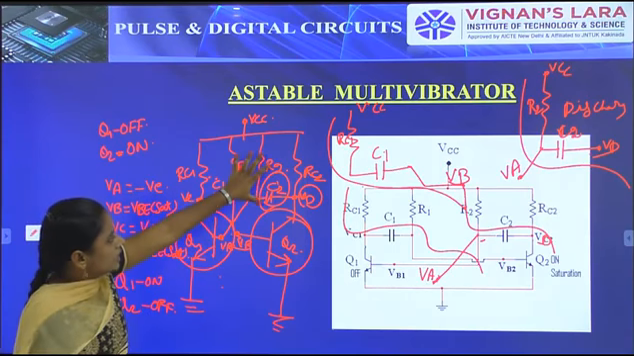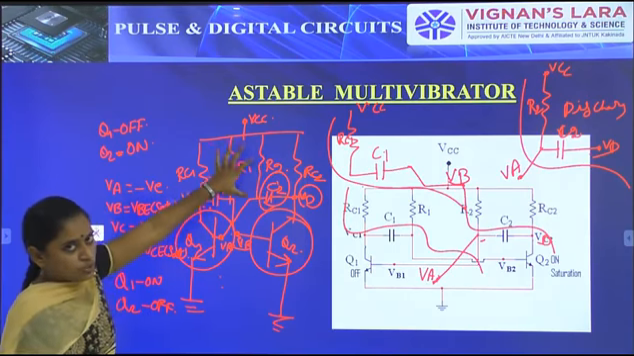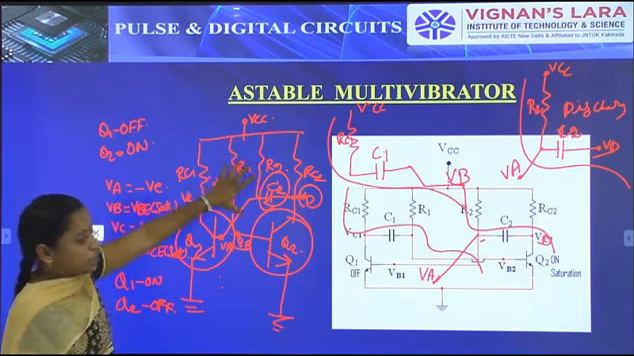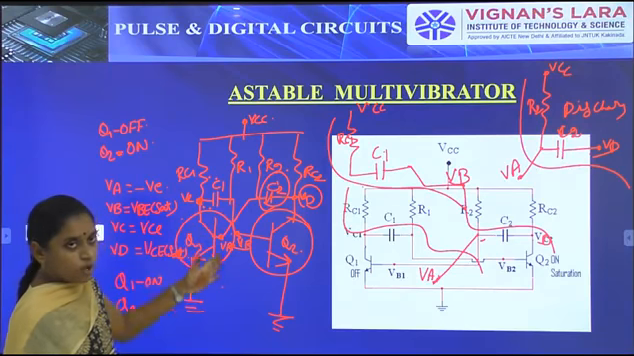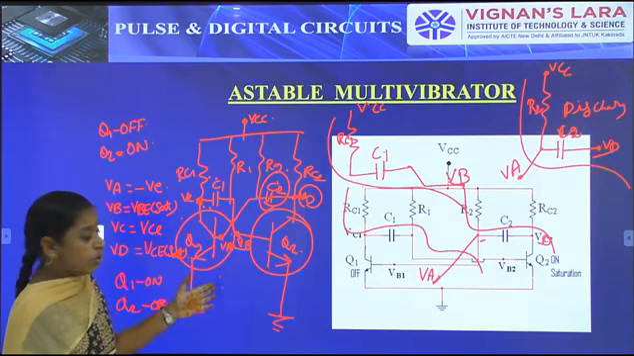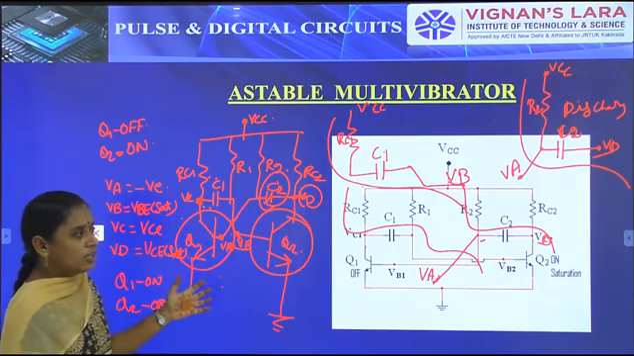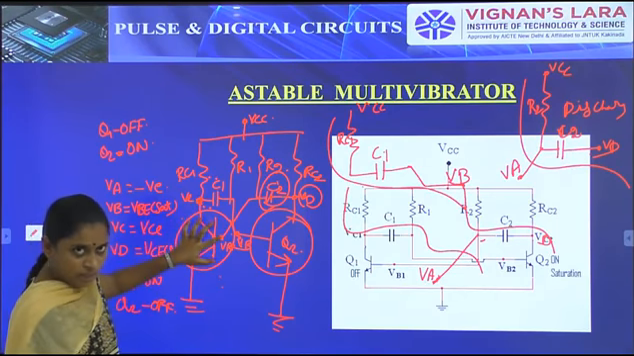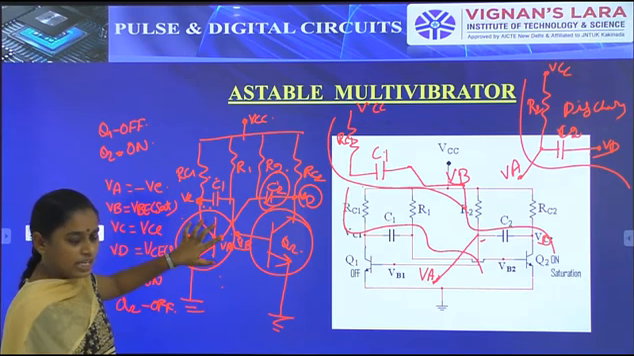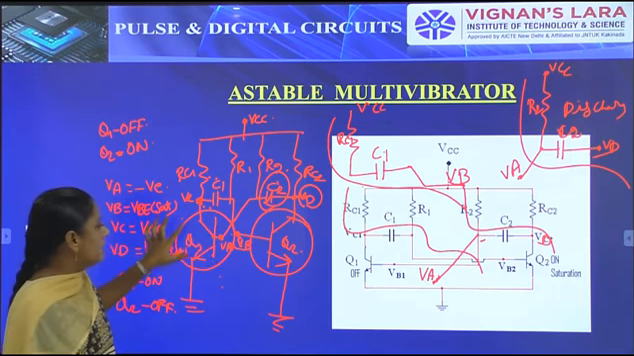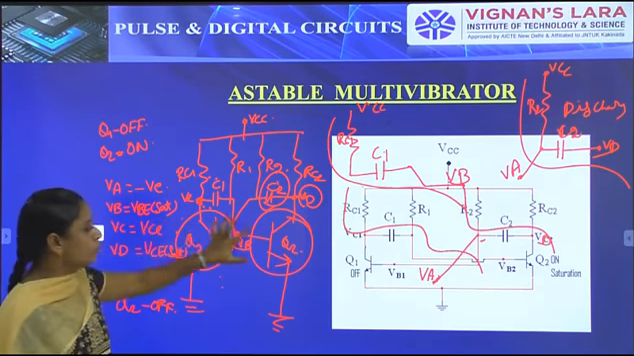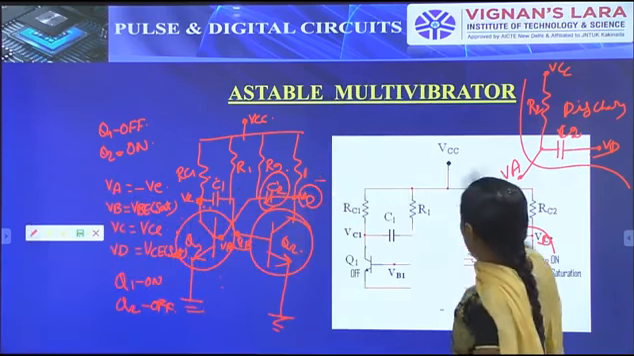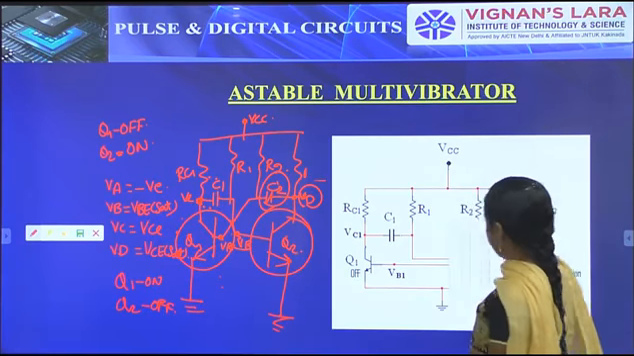So in this particular time the capacitor C2 starts discharging, and it releases the voltage. This released voltage is given to the transistor Q1 base terminal. When VA reaches the VBE saturation voltage, then Q1 goes to on condition and Q2 goes to off condition. In this particular time, what is the output condition? Let us check the condition.